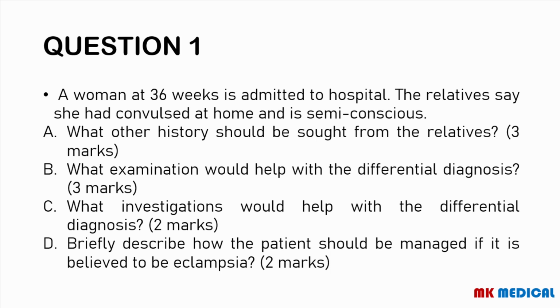And of course, a urinalysis can be done. Ketones may point you towards DKA and dehydration. Glucose in urine may point you towards diabetes mellitus, and proteins may be suggestive of eclampsia. Then what investigations would help with the differential diagnosis?